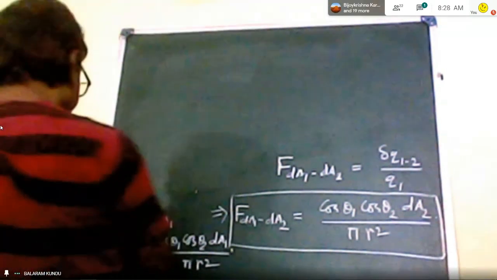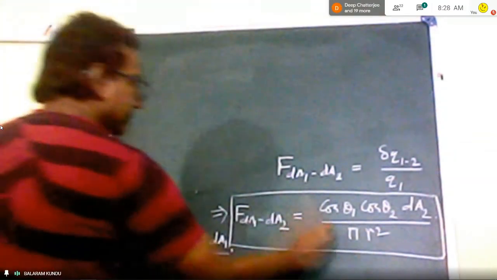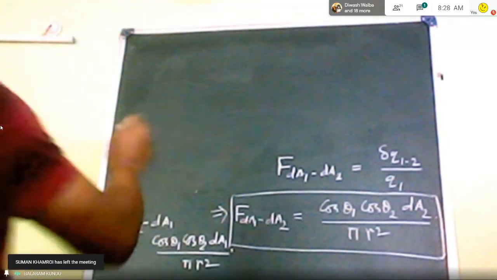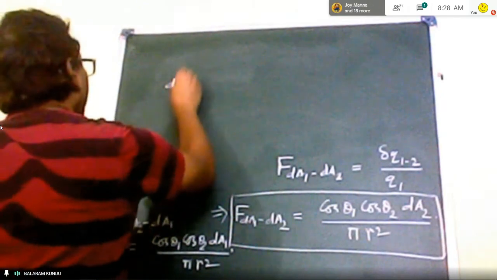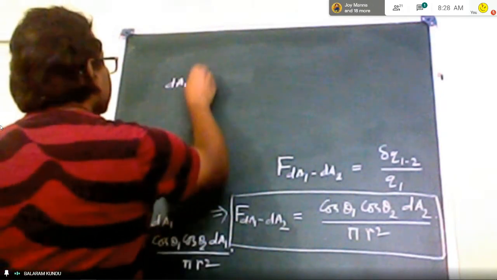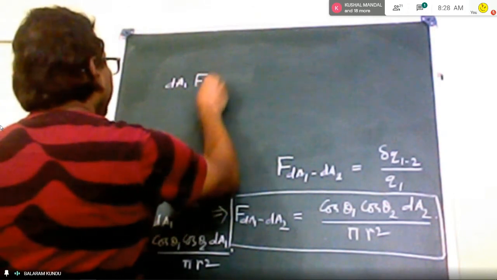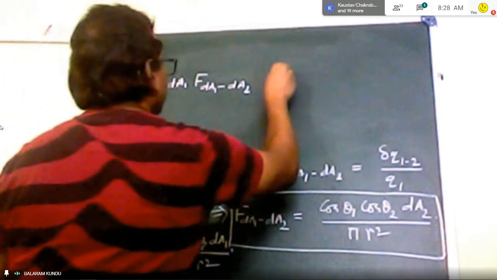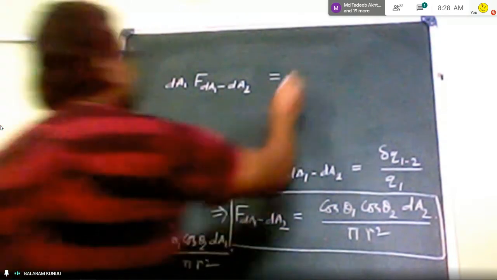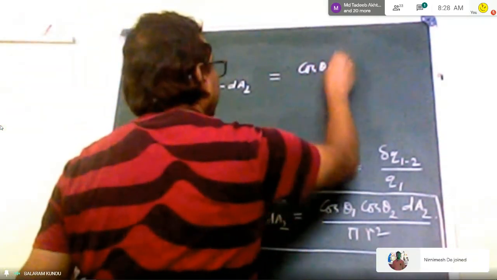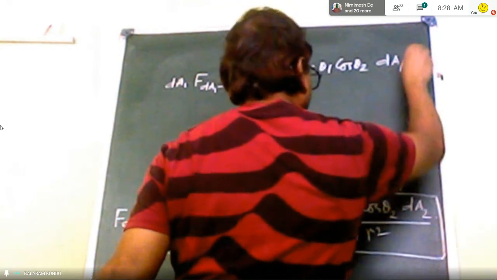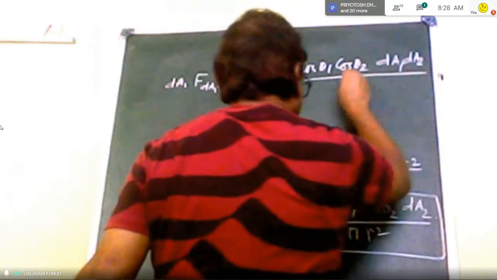Now here, if we multiply this expression by dA1, it will be dA1 into shape factor from dA1 to dA2, which should be equal to cos of theta 1 into cos of theta 2, dA1 into dA2, divided by pi r square.